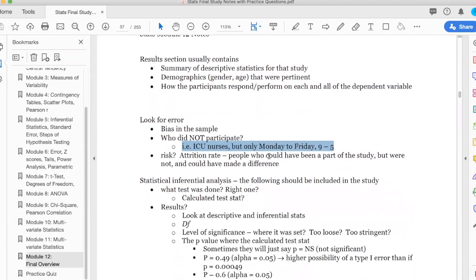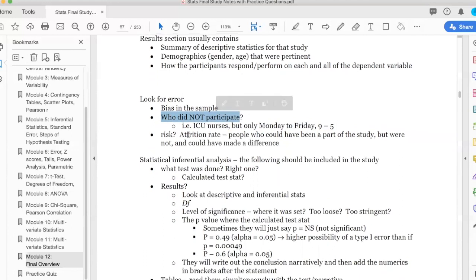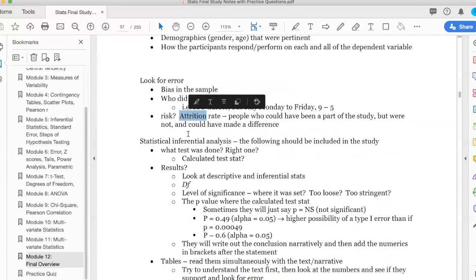So you're going to look at all the pertinent information. You're looking for error. One of the biggest biases that happens is you get a study that is, say, ICU nurses, but they only do the study on Monday to Friday between 9 and 5. So you're only getting a very specific population of ICU nurses, right? So who didn't participate is a really good question to ask when you're looking at the risk of error. You want to look at your attrition rate, how many people started the study and then didn't finish, and did those people who didn't finish have anything in common?